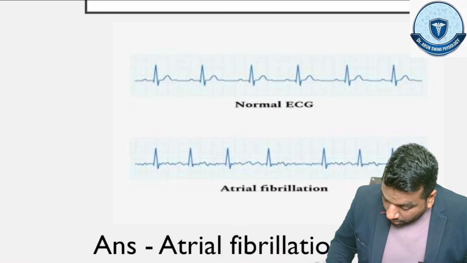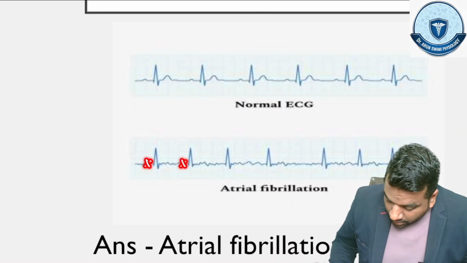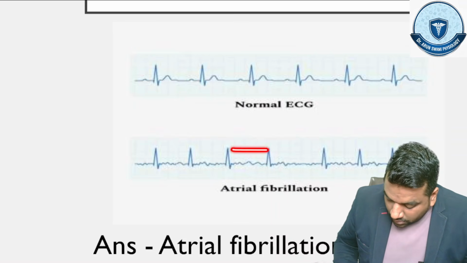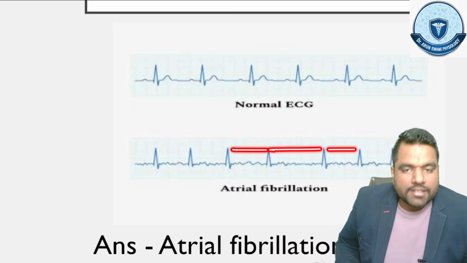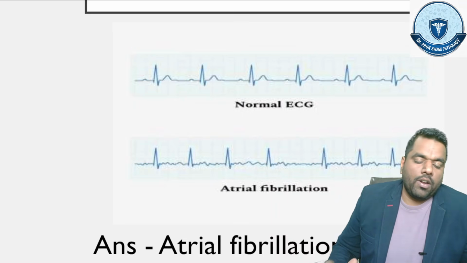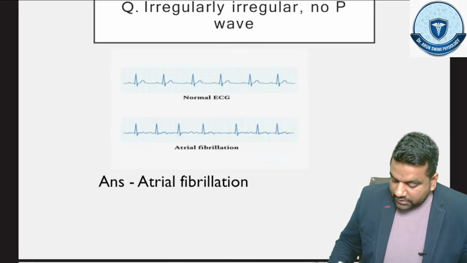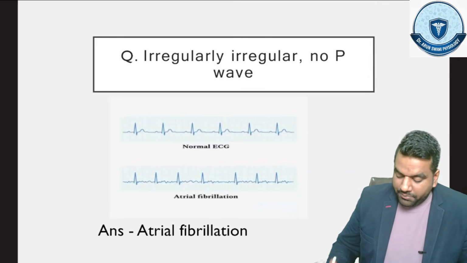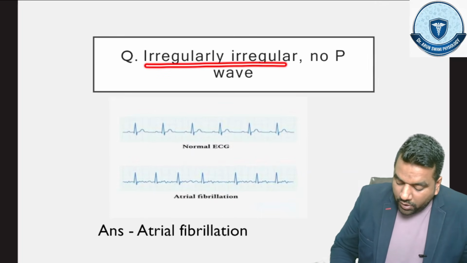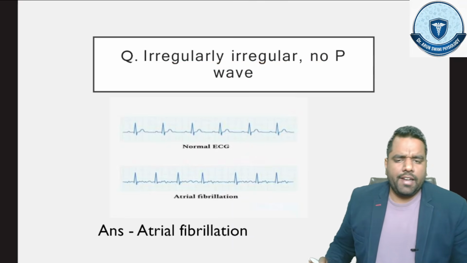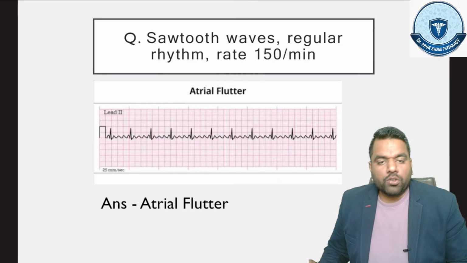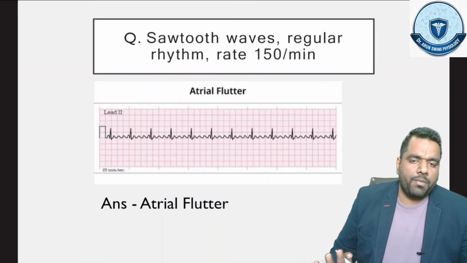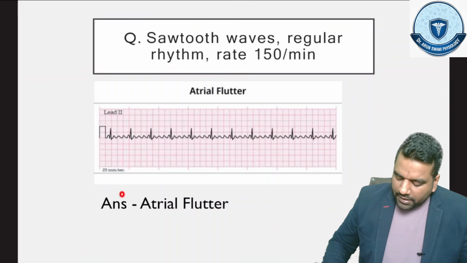Here you can see no identifiable P wave, absent P wave before the R, and RR is also unequal. That we call an irregular rhythm, right? And this is the answer you have to mark whenever you see this condition: atrial fibrillation. So in an MCQ, if you see irregular with no P wave, go immediately with atrial fibrillation. Then talking about the sawtooth wave: regular rhythm and a rate of around 150 per minute. If given in the option, guys, immediately mark atrial flutter.